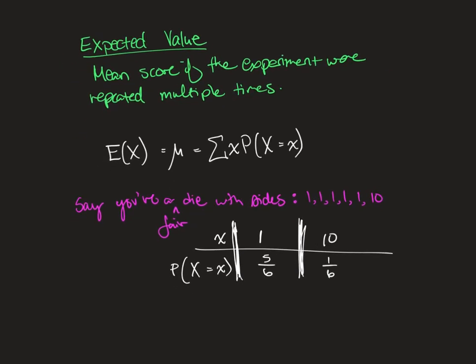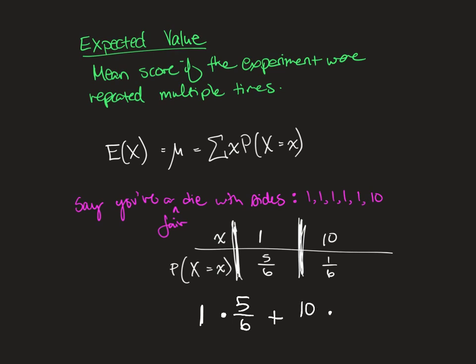So then my expected value here would be the sum of taking each of the individual X values and multiplying them by their probabilities. In this case, I would take 1 and multiply that by 5/6, plus 10 multiplied by 1/6. So in this case, you would get 2.5.